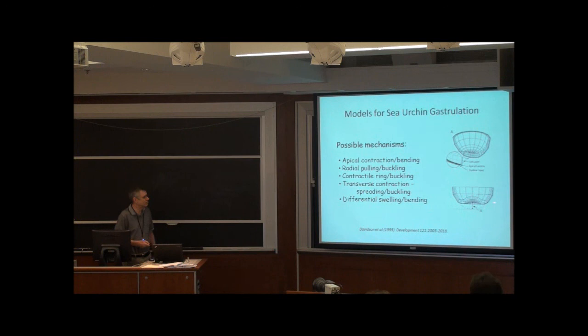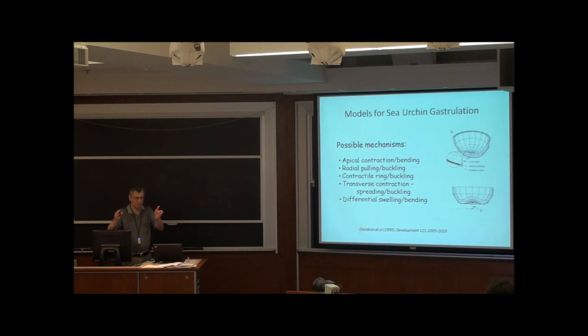The other possibility is that the cells on the inside of the invaginal region extend filopodia out between the cells, like from here out to here, and they pull everything inward, causing it to buckle. Another possibility is that you have a contractile ring around the outside of the dimpled region that contracts and causes the inside to go into compression and buckle inward. Another possibility is this transverse contraction: these cells contract in the radial direction, and because of constant volume, they extend radially, and because of the surrounding constraints, they're put into compression and they'll buckle.